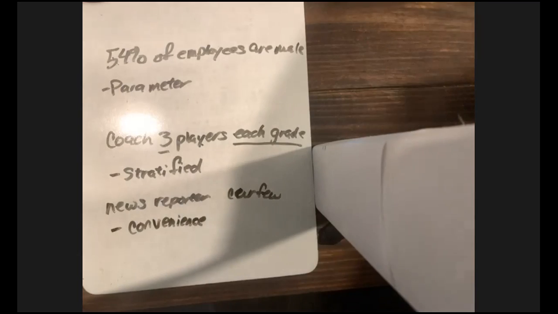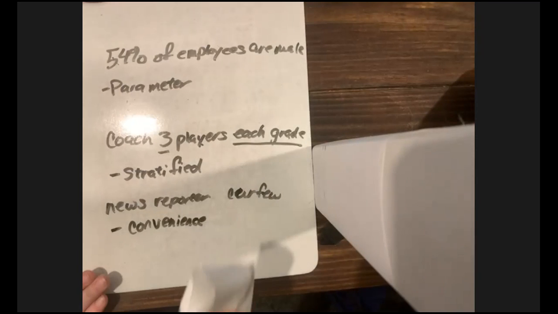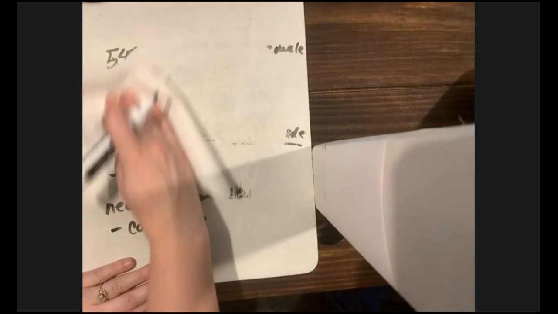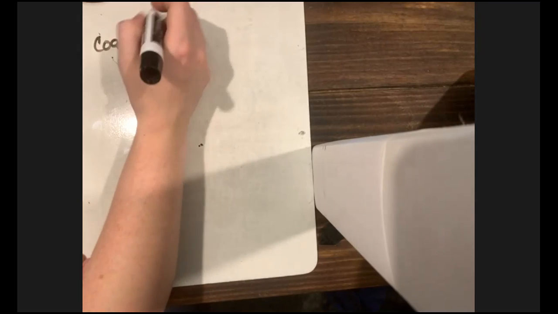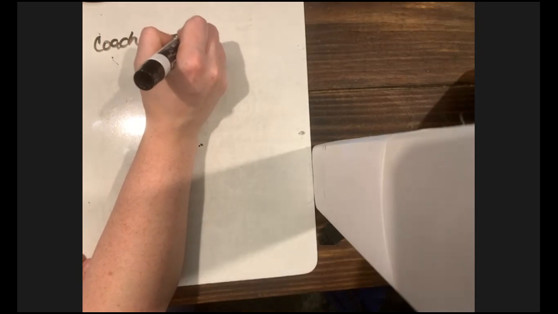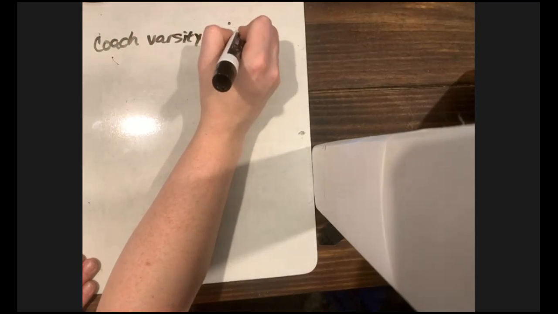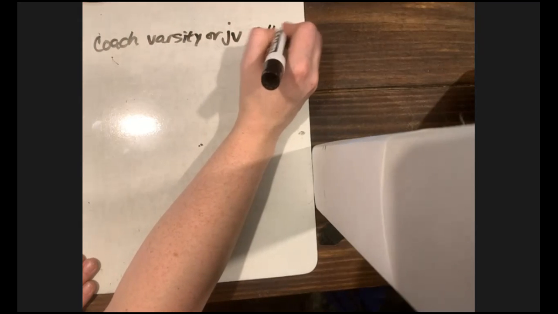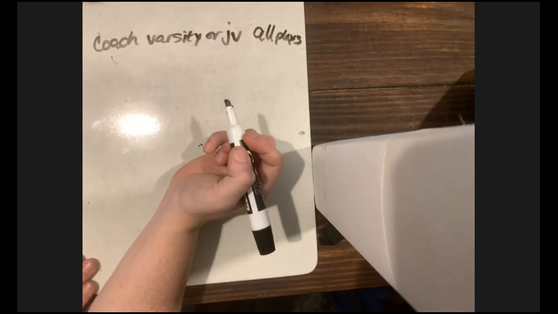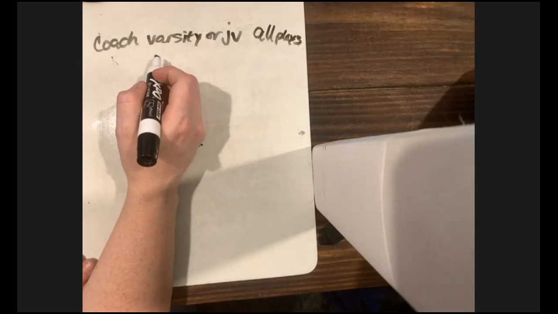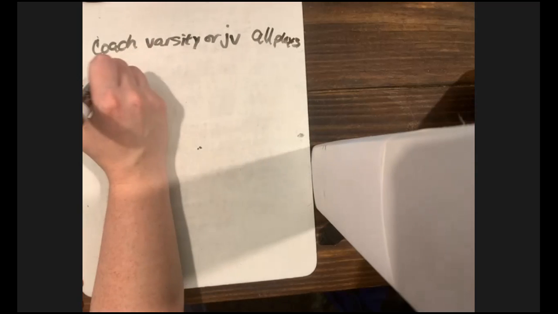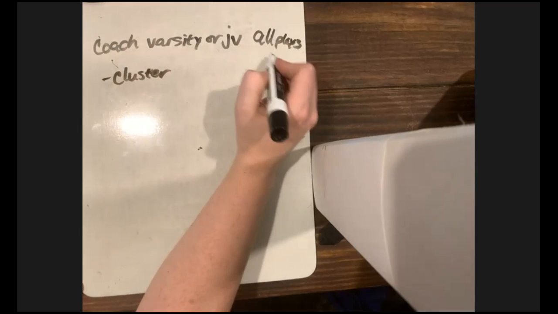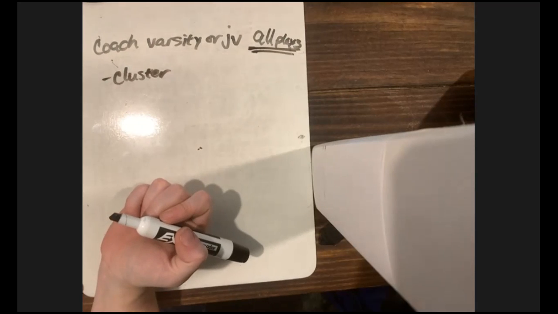The next one that we're going to look at. Again, we've got the coach. He selected varsity or JV and asks all players. And so the concept here is that maybe we have a 9th grade team, maybe we've got an A and a B team. This one is going to be cluster. And part of that is because they said they picked all players out of this one.